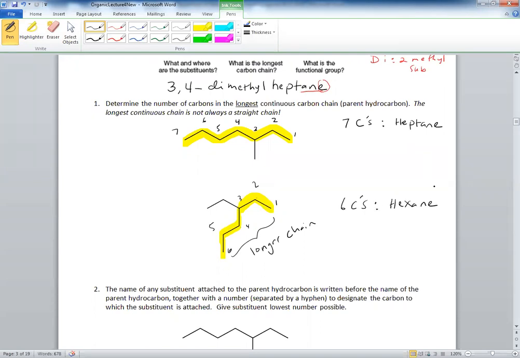If you kept going the other way around, like continuing it this way, then that would be 1, 2, 3, 4, 5. 5 carbons is pentane, and that's not what we want. So be very careful.